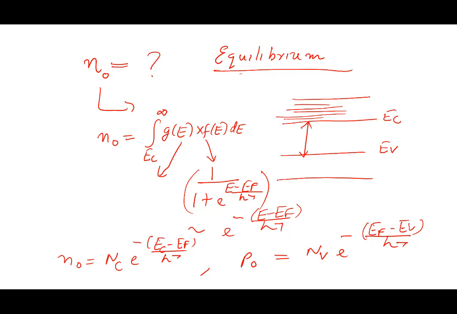We are able to now predict how many electrons are there in the conduction band, how many electrons are there in the valence band, and it also tells us that if I have an intrinsic semiconductor, then N0 is equal to P0 is equal to Ni, and we get this. Ni is the square root of Nc Nv times e to the power minus Eg by 2kT. So it tells us even a value.